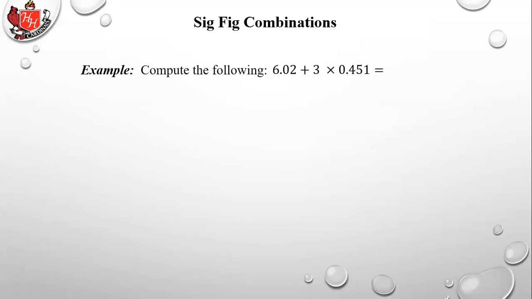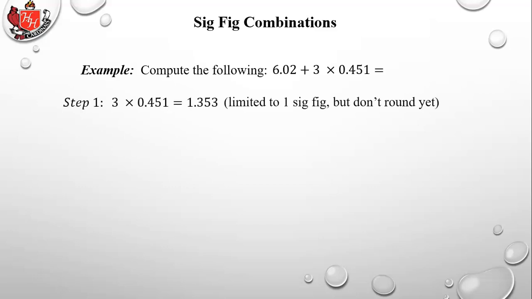Let's do another example. Compute the following. You see the numbers there. So again, you do the multiplication first. 3 times 0.451 equals 1.353. That's what your calculator would give you. So that's only one significant figure, though, because of the 3 in the multiplicand. But you don't round it yet.